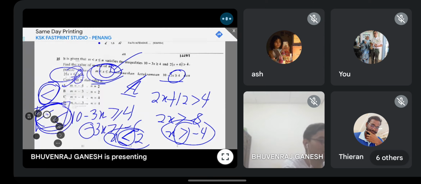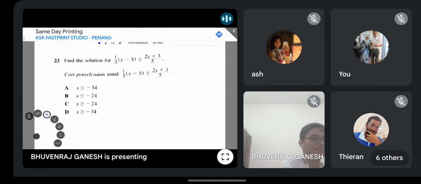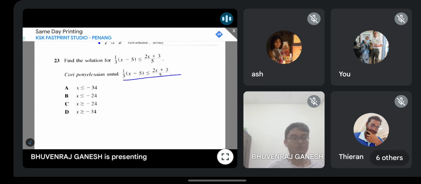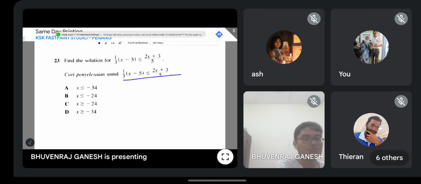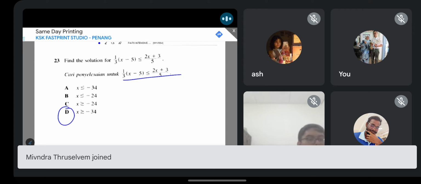Okay, so next one. Okay, this one guys, try. This one is a bit more complex because it involves fractions, but I think it should be no problem. So what answer do you get for this? Okay, so the answer will be D. Guys, you should get D.